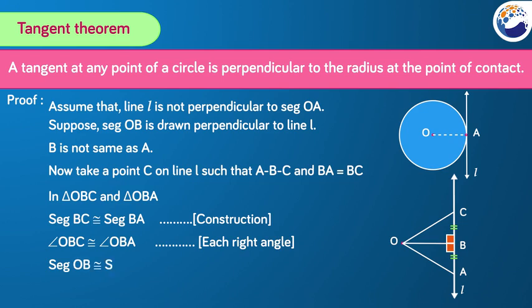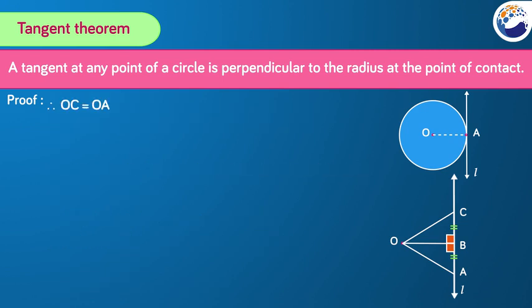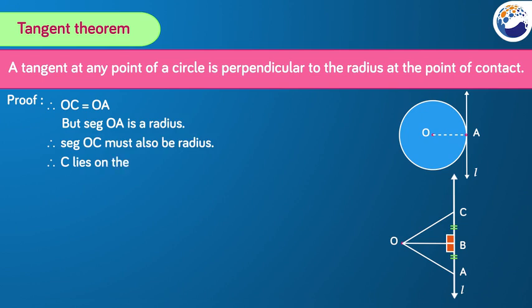Segment OB is congruent to segment OB. Therefore, triangle OBC is congruent to triangle OBA by the side angle side test. Therefore, OC is equal to OA. But segment OA is a radius. Therefore, segment OC must also be a radius. Therefore, C lies on the circle.